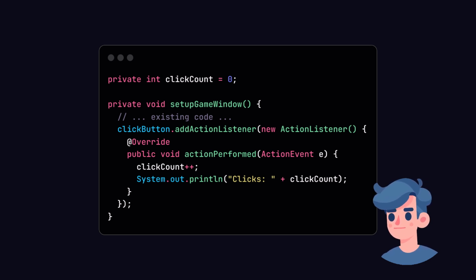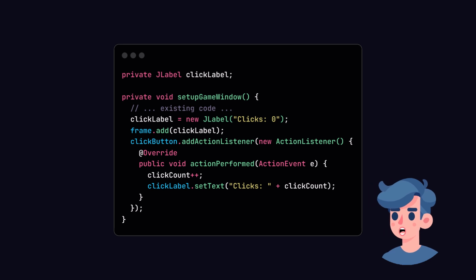The next step is to add functionality that counts the number of clicks a player makes. Let's add an integer variable to track clicks. Now, each time you click the button, the counter will increase.